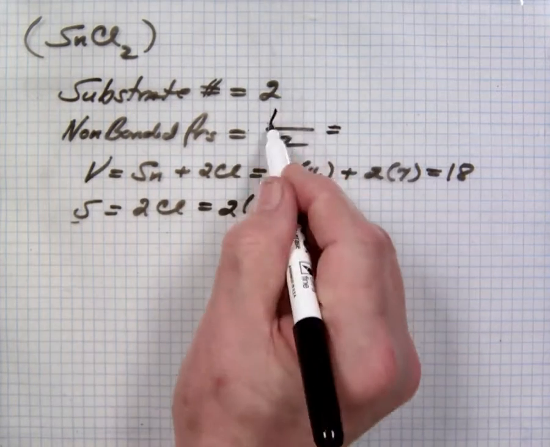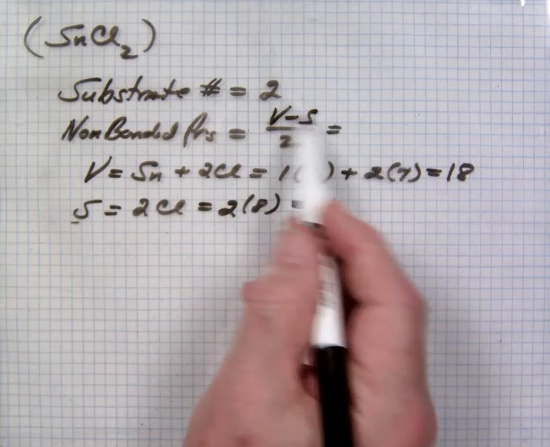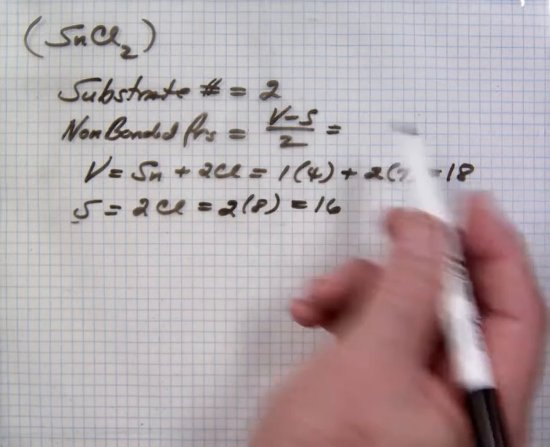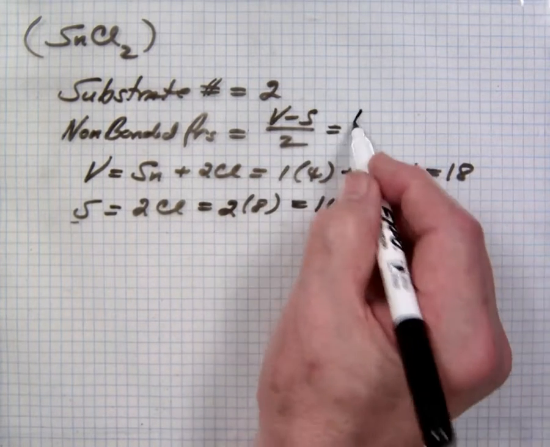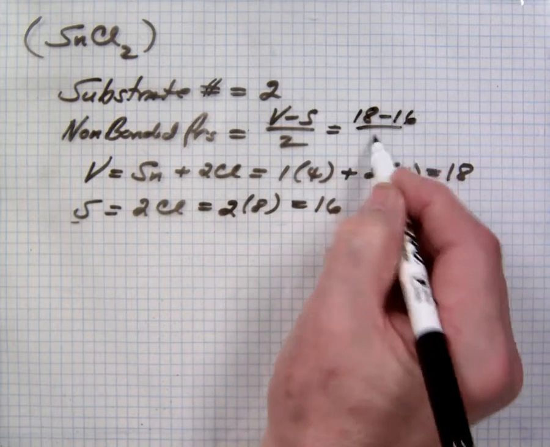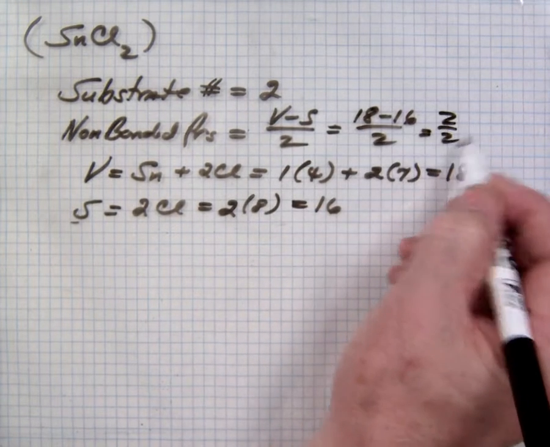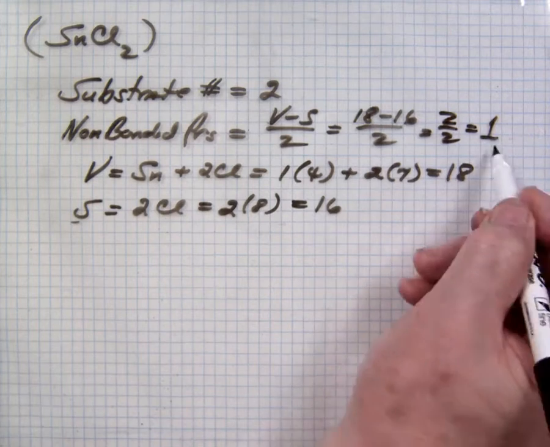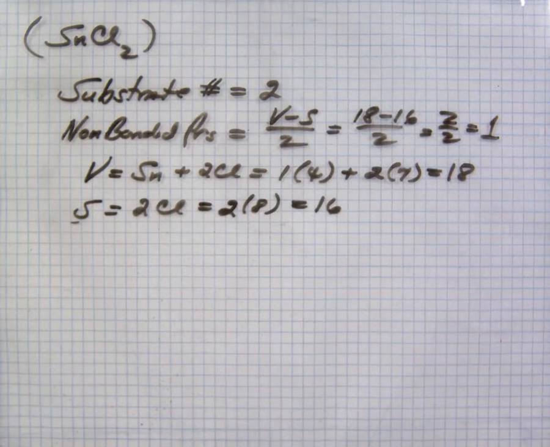Now I can take valence minus substrate. Turn that around, I'm not thinking straight. Valence minus substrate, this one up here. So the valence is 18, big number minus little number. 16 over 2, that's 2 over 2, and that equals 1. So that is one non-bonded pair with this molecule.